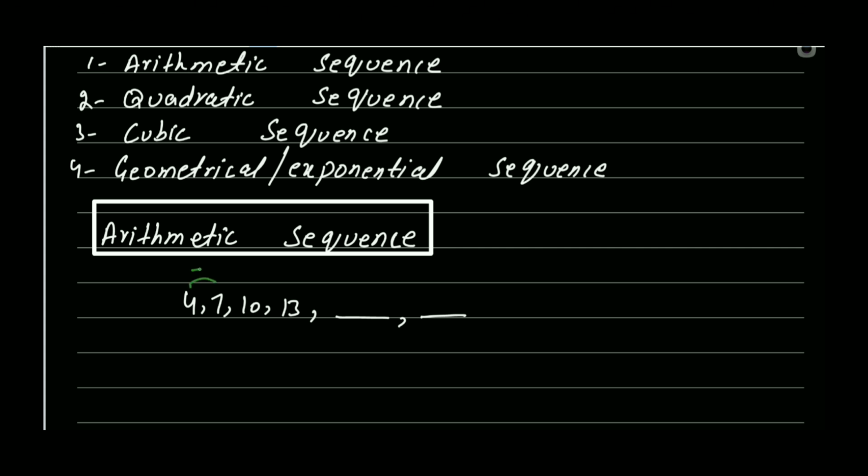If you add 3 to 4, you will get 7. If you add 3 to 7, you will get 10. If you add 3 to 10, you will get 13. So with the same pattern, you will find the next terms. Like if you add 3 to 13, you will get 16. If you add 3 to 16, you will get 19.